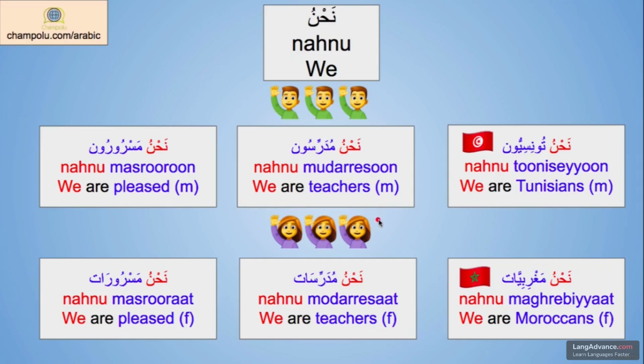We have a similar situation also when we're talking about a group of females, when they are talking about themselves, and when they want to say, for example, they are Moroccan. نحن مغربيات. We are Moroccan females. Or نحن مدرسات. We are teachers, female teachers. Or نحن مسرورات. We are pleased, in the female plural form.